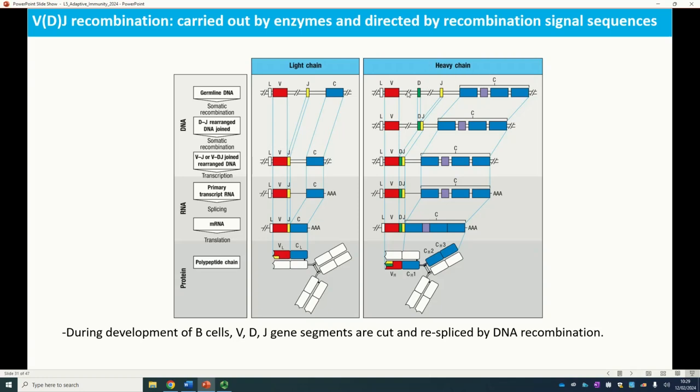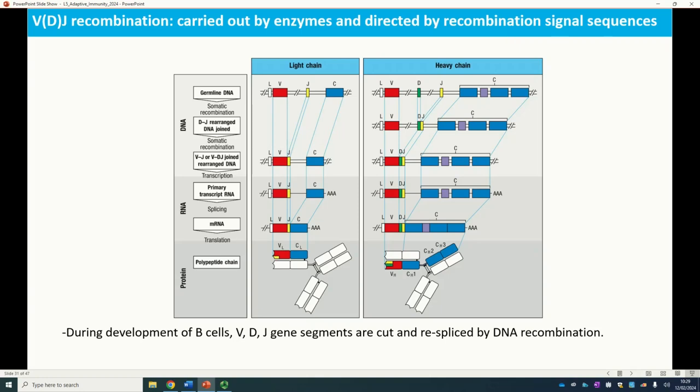When it comes to the heavy chain, again up here we have our germline DNA. Initially we get DJ recombination, so these are coming together. And then the DJ is coming together with the V, so we're getting VDJ recombination here. These are then brought together with the constant region so that we can generate our heavy chain. And then the heavy chain and the light chain will be combined to form that immunoglobulin. So these segments are all being cut and respliced together.